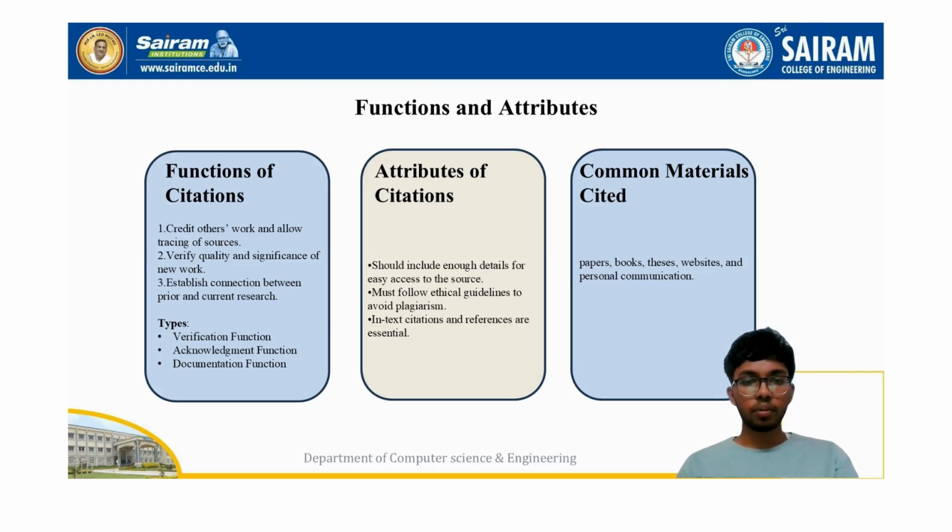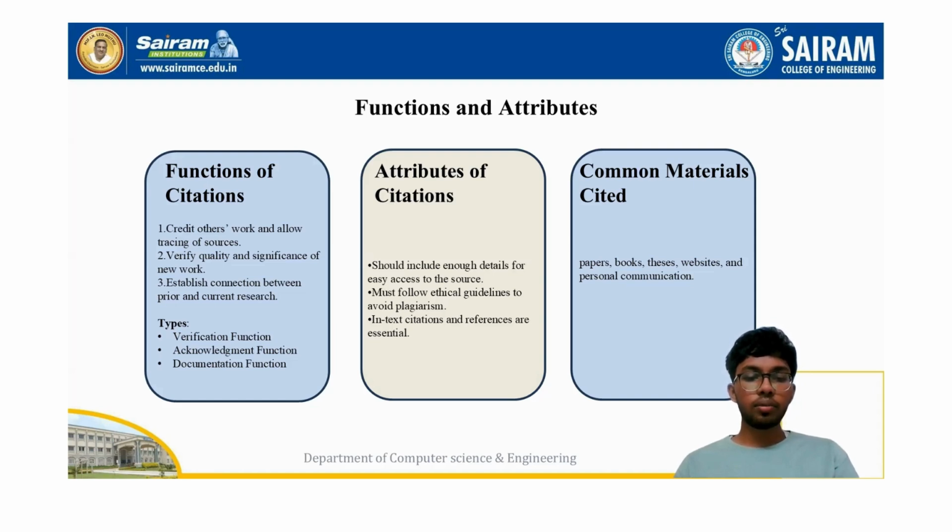Next, the attributes of citation. The attribute of citation is about attributing credit to the original author. It is a way of saying that this idea or finding was not mine. It came from someone else's work. We include these to give easy access to the source, and we must follow ethical guidelines to avoid plagiarism. In-text citation and references are essential in this.